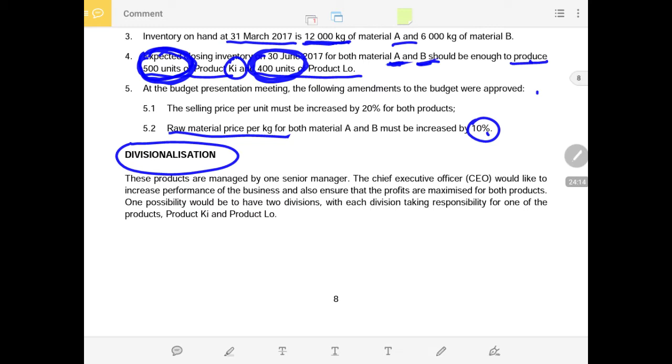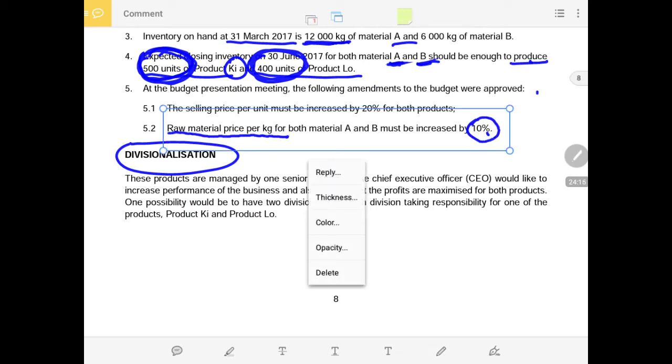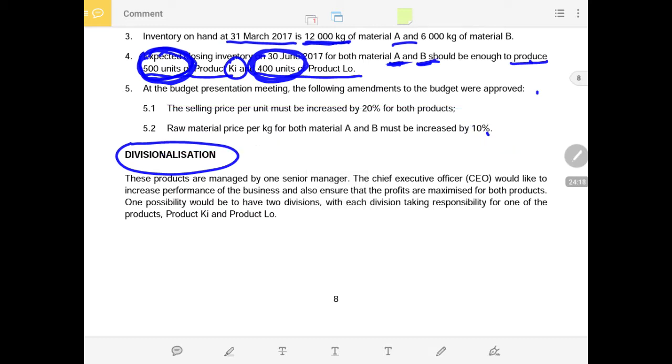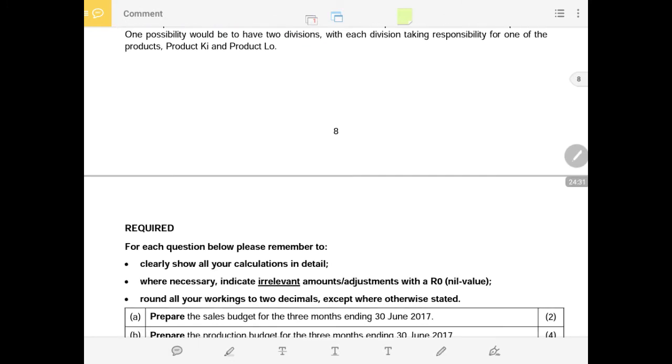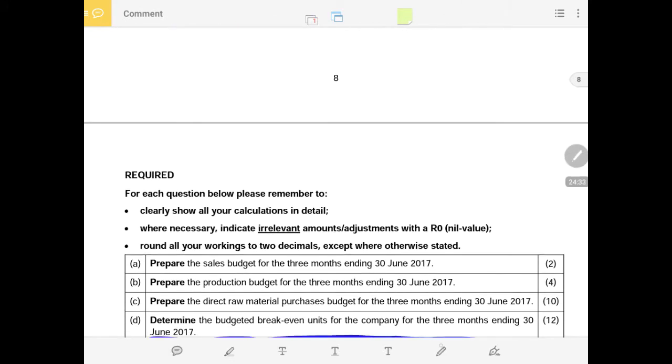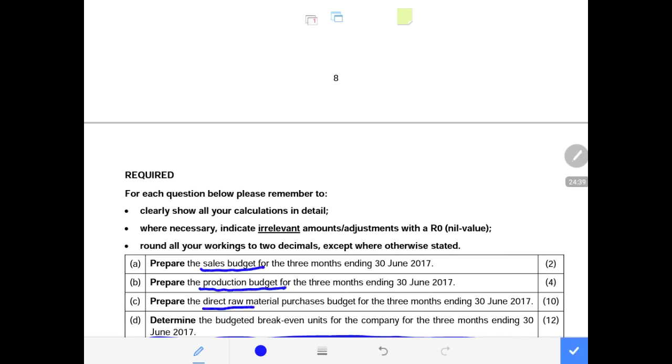You just have to go and master that theory on divisionalization, because some question can just come on asking you the advantages and the disadvantages of divisionalization, benefits or the bad side of divisionalization. So please read that chapter very detailed. Now we are responding to the requirements: sales budget, production budget, raw material budget, break-even units.